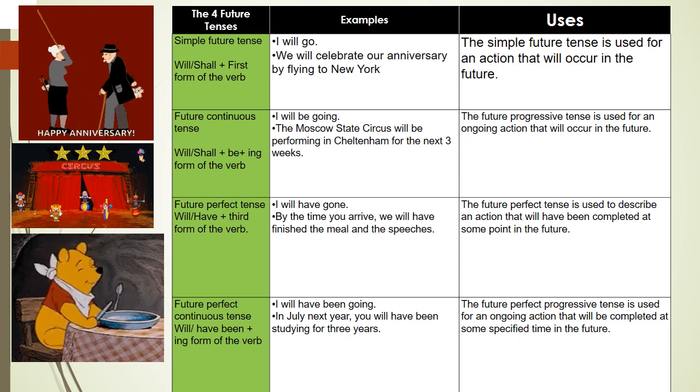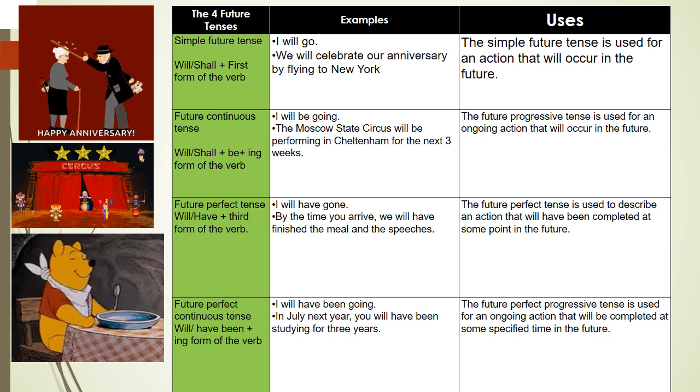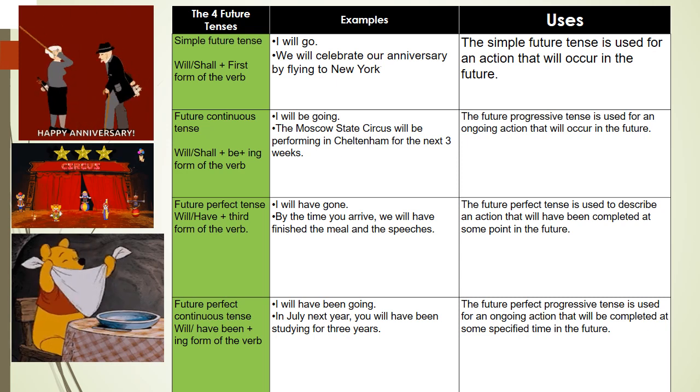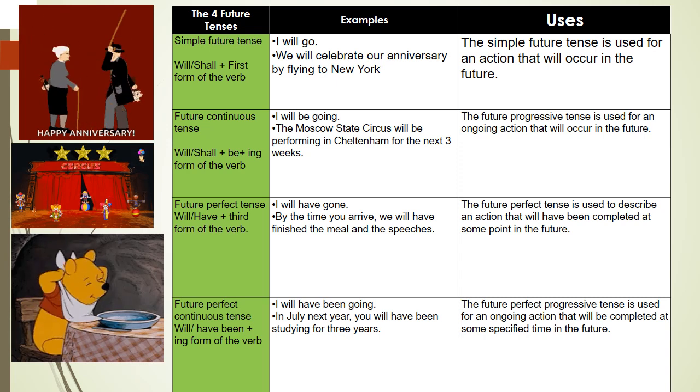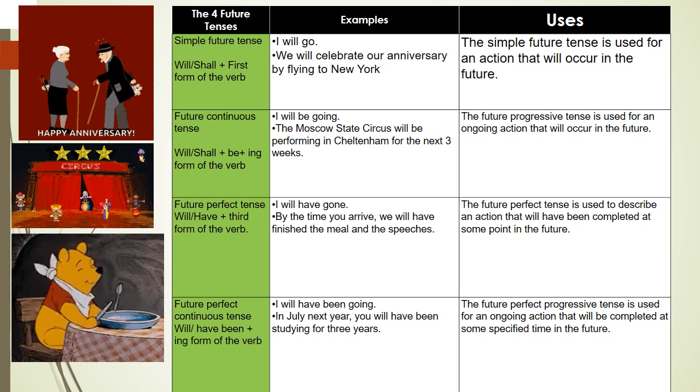And what are the uses, children? Remember carefully. The future perfect tense is used to describe an action that will have been completed at some point in the future. So this is your third category of the future tense.